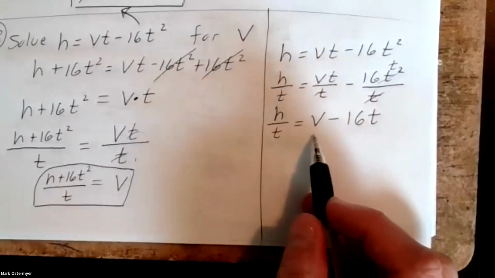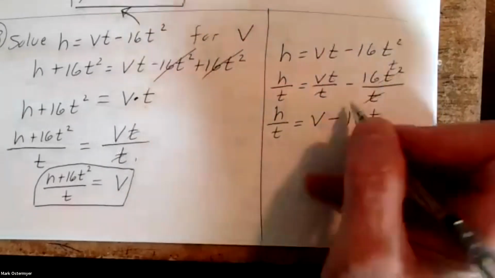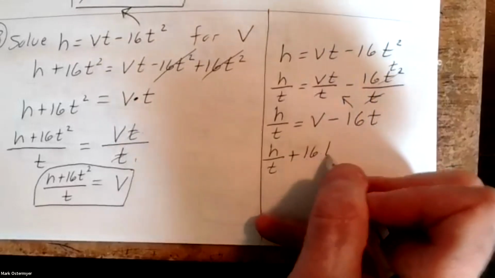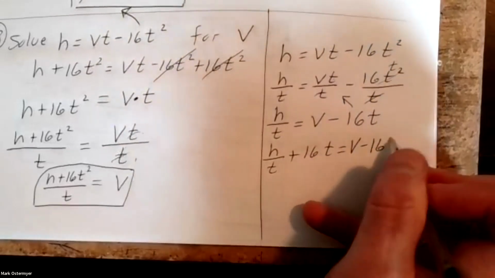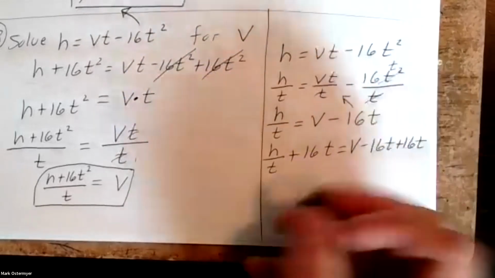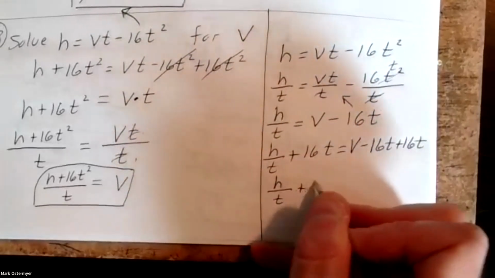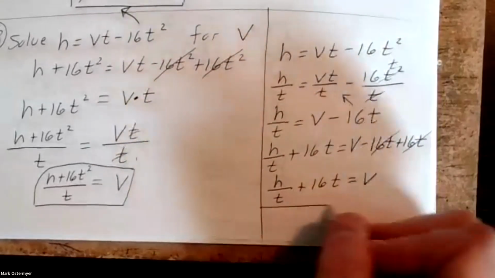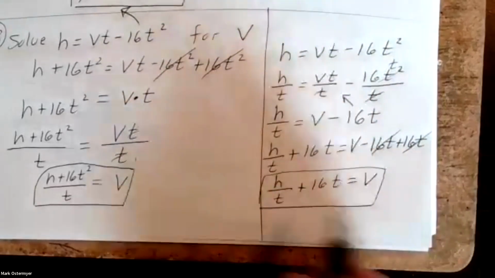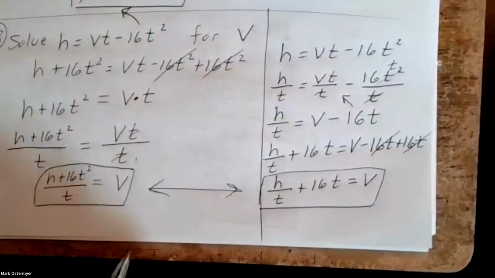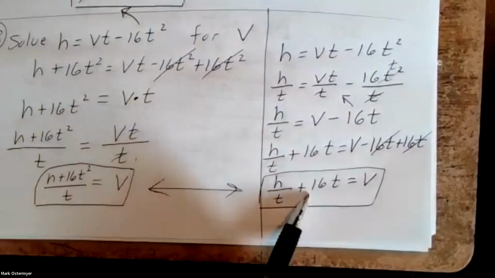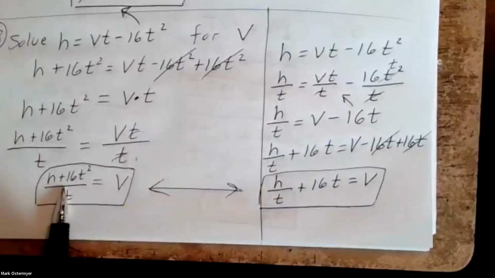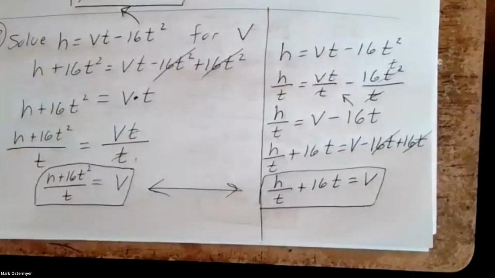And now to solve for V, we're going to have to add 16T to both sides to bring this term over to the left. In which case you'd have H divided by T plus 16T. These drop out on the right side to 0, leaving you with V. These two things are equivalent to each other. Ladies and gentlemen, they don't look like it, but they are equivalent. So whether you go this way, solving for V, or this way, it's up to you. Both ways work.